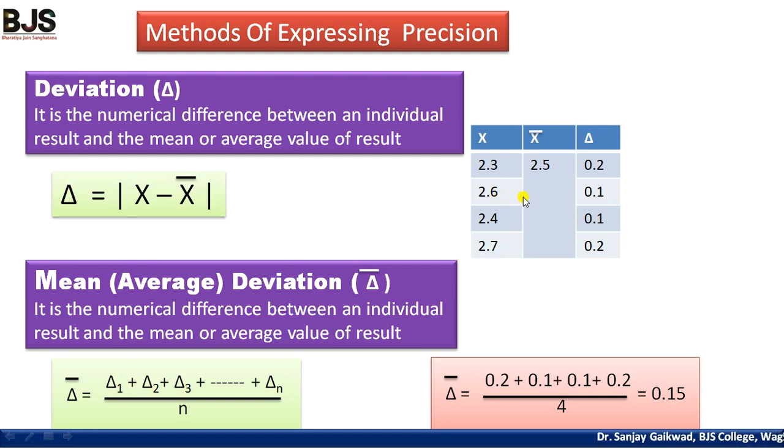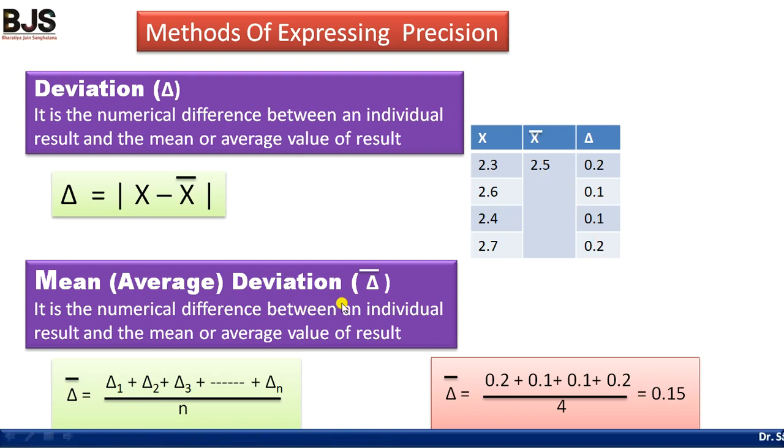For the second student, delta equals 0.1. For the third student, it is 0.1. For the fourth student, it is 0.2. Now these are the delta values. These are the differences from the true value or mean value.